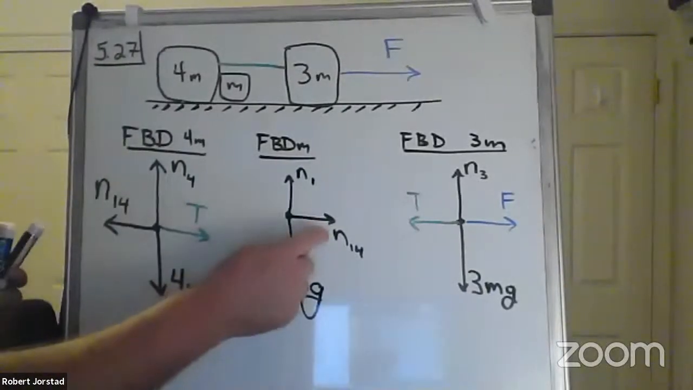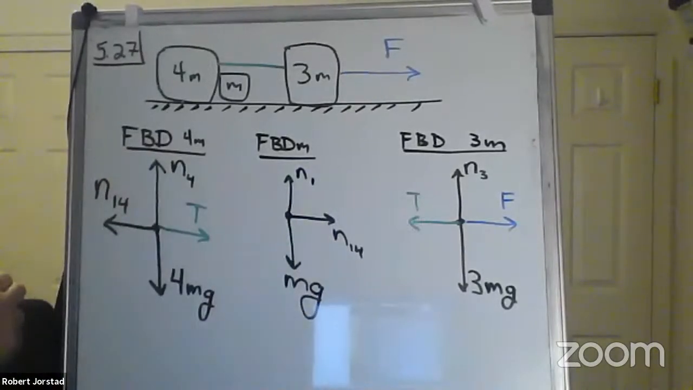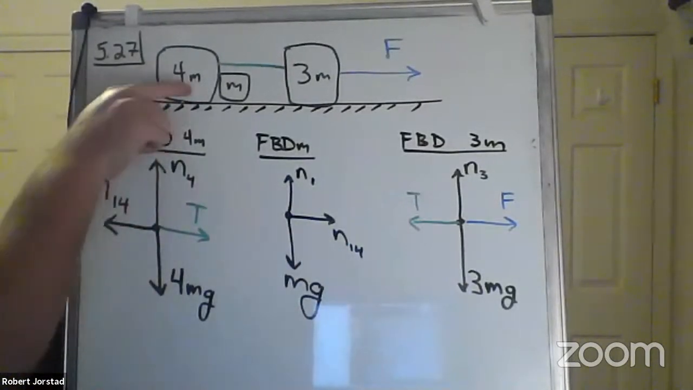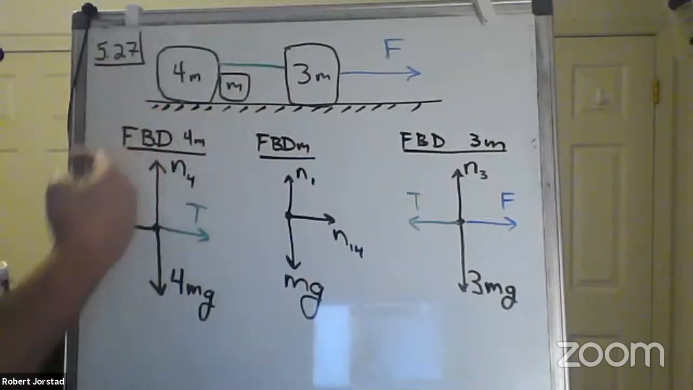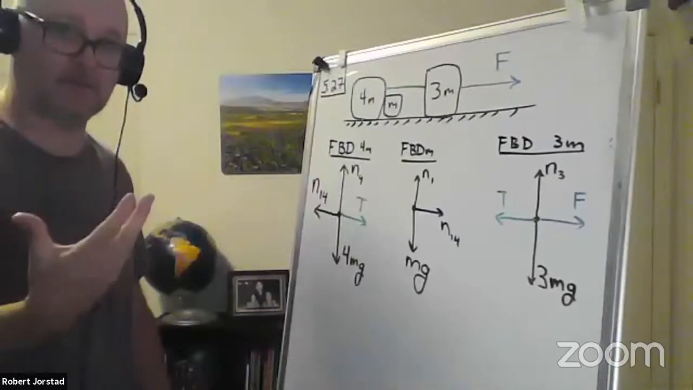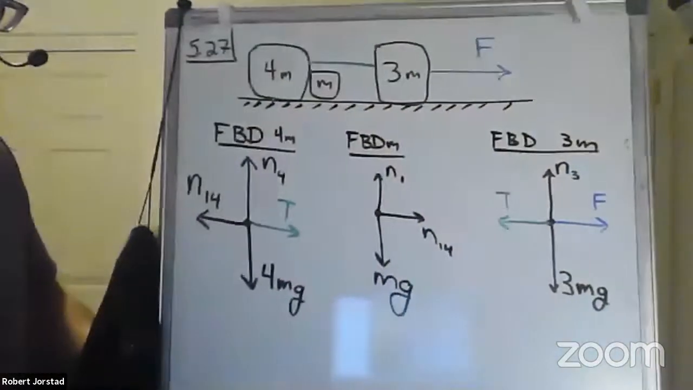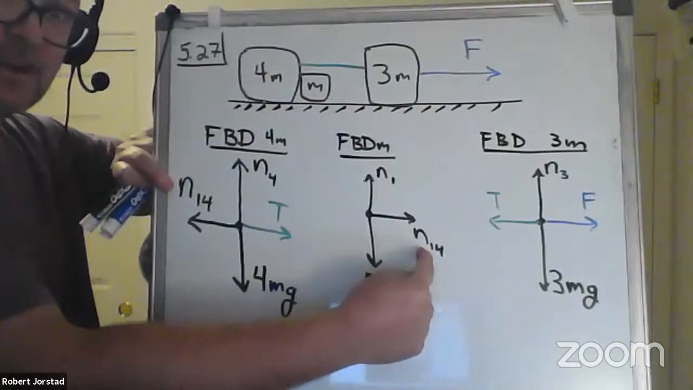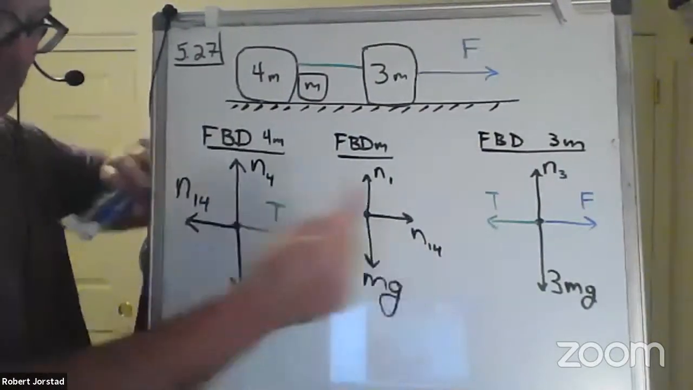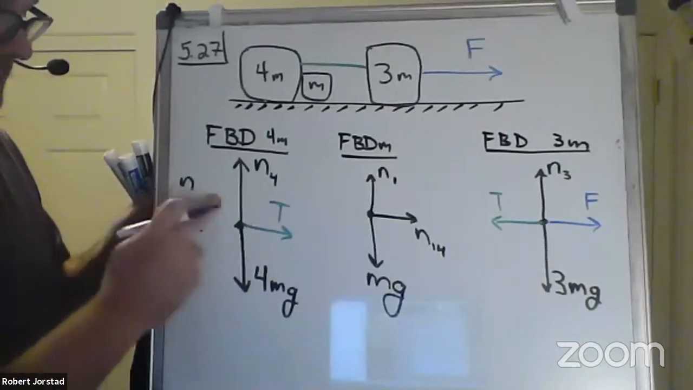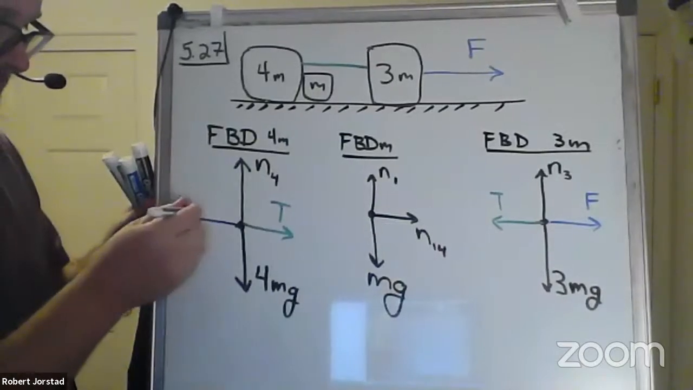This is the tricky one right here. N14. Now remember, you might be saying, wait a minute, shouldn't it be N41? I push on you the same amount you push on me, right? I push on the whiteboard, it pushes back on me the same amount. So here, these normal forces have the same magnitude because they're an action-reaction pair. So if I could even make that pop out a little and make it purple, although I don't know how much the purple is going to show up.